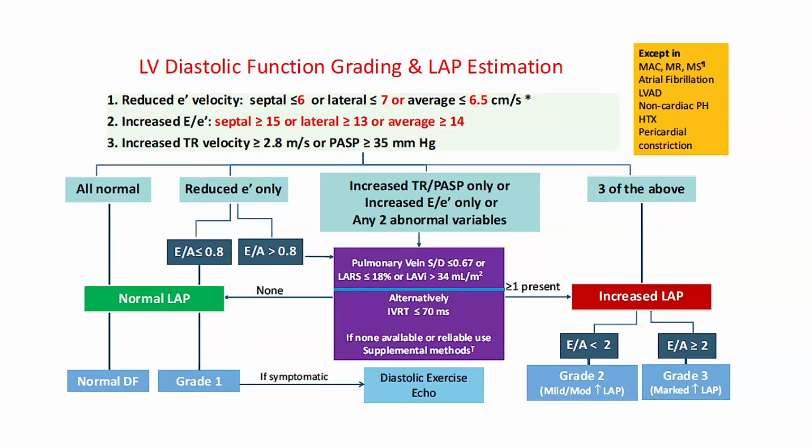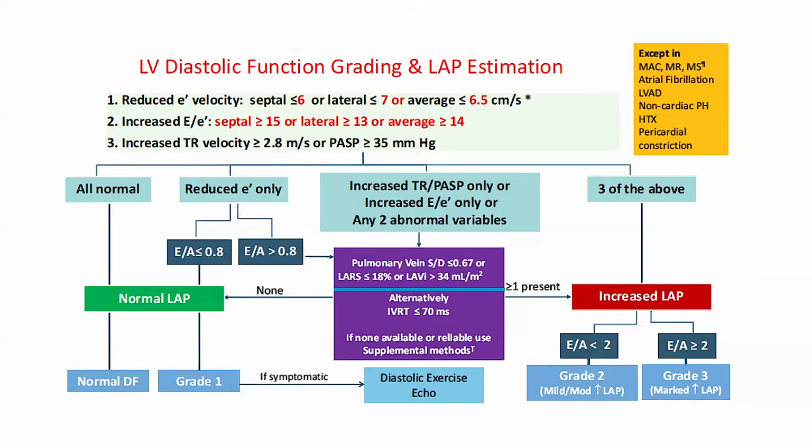If any of those purple box parameters are high, then we can say that the left atrial pressures are high, and we look only at your E over A ratio, where if your E over A ratio is less than 2, then we say it's grade 2 dysfunction, whereas if your E to A ratio is greater than or equal to 2, then we have grade 3 dysfunction.